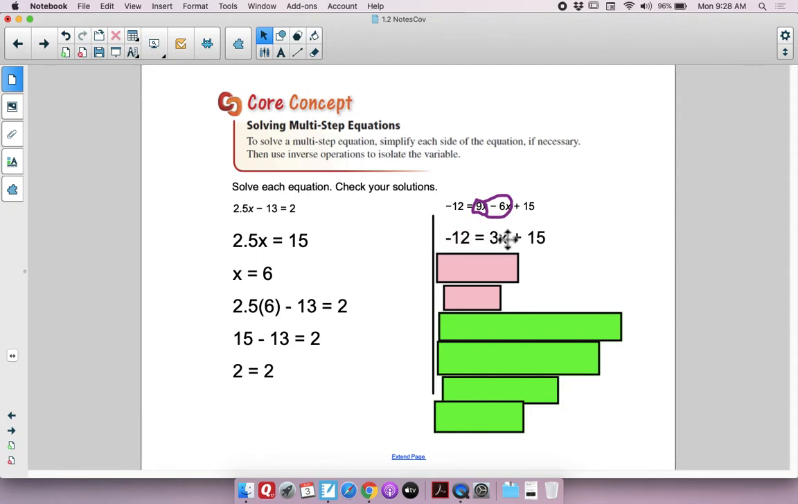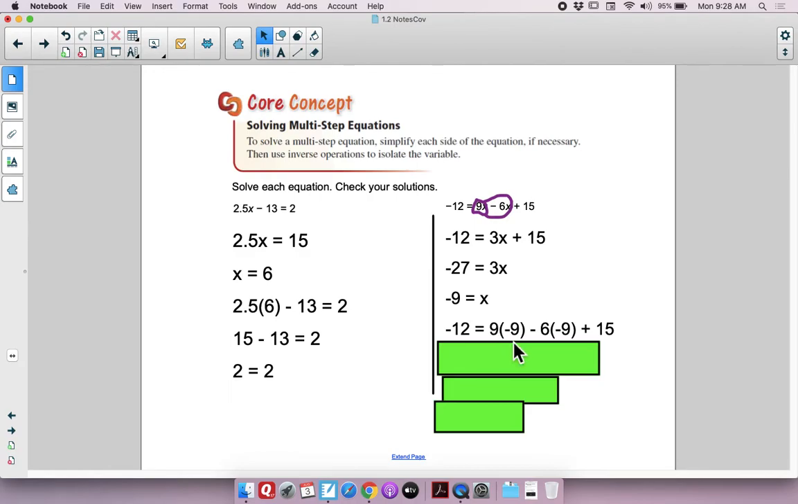We want to get this term by itself. This one's got to go. How do we get this off? We subtract 15 from both sides, golden rule of equations. And negative 12 and negative 15 makes negative 27. Again, we want to get x, so we divide both sides by 3 or multiply by 1/3, and you get negative 9. Go ahead and plug it in and check it.